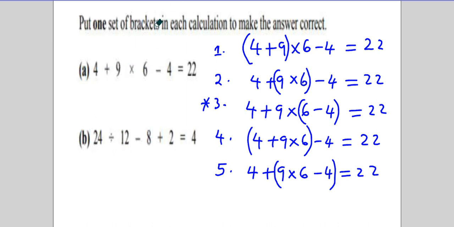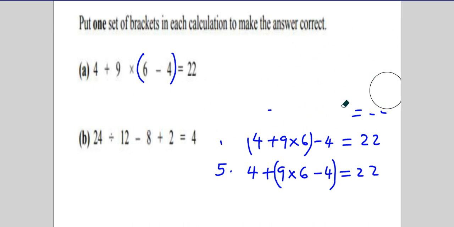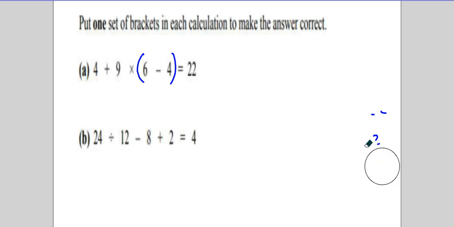So there we stop. The brackets will be between 6 and 4, the brackets will be here. Good, so that is the end of this question. Let us check if it is correct. 6 minus 4 is 2. 2 times 9 is 18. 18 plus 4 is 22.